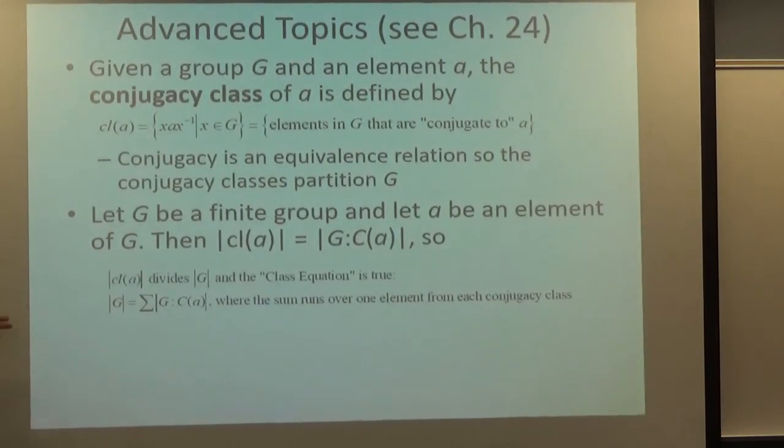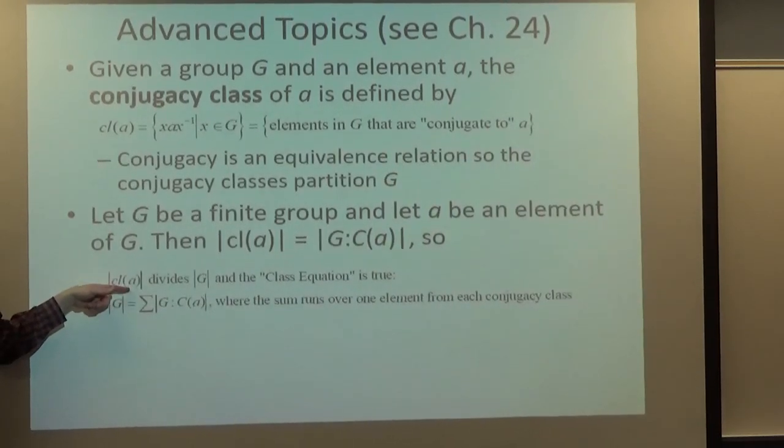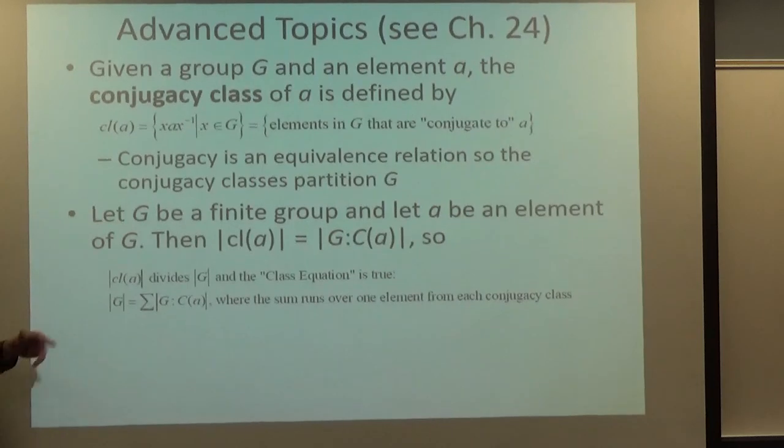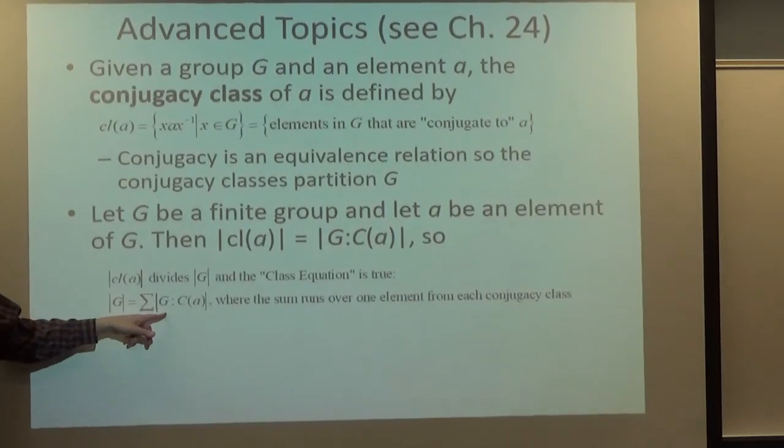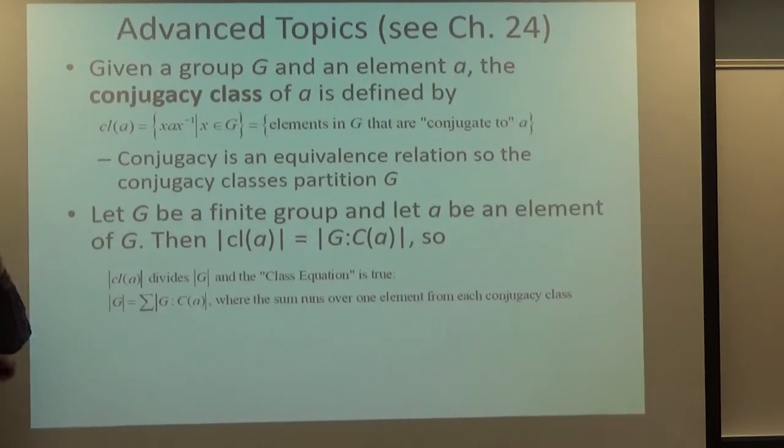And because of that, it turns out that the number of elements in the conjugacy class of A, in the case where G is a finite group, divides the order of G. And something called the class equation is true. The order of G is the sum of these indices of centralizers, where the sum runs over one element from each conjugacy class. Interesting. G would have to be a finite group here. The order of G is the sum. It's not clear. It just seems like another tool. It's not clear where it's going to lead you.